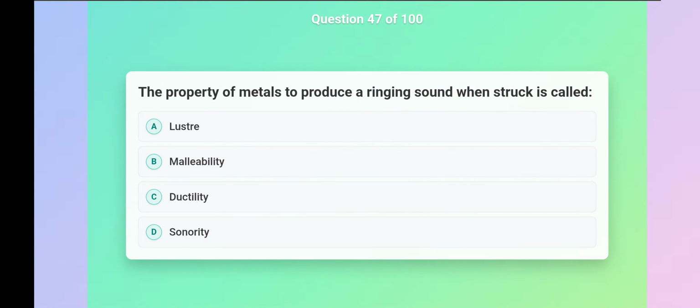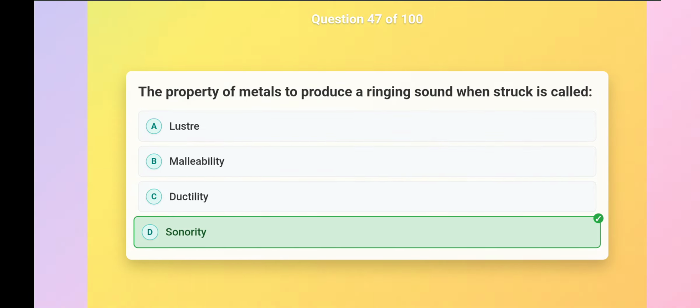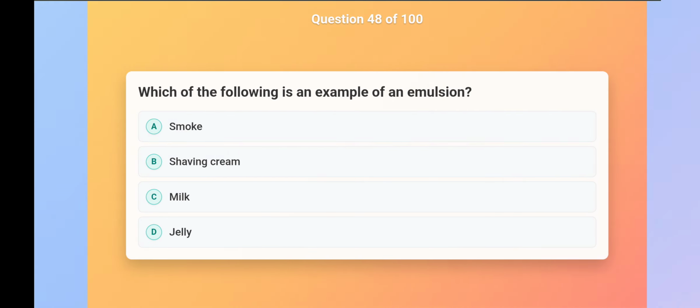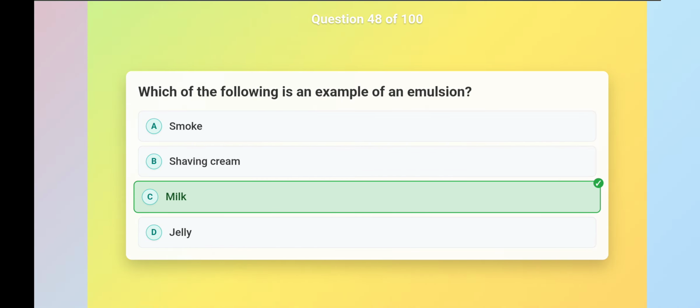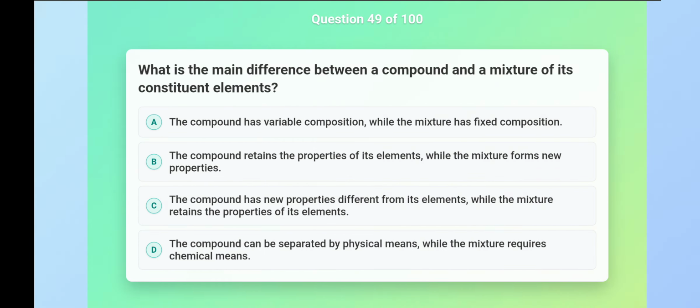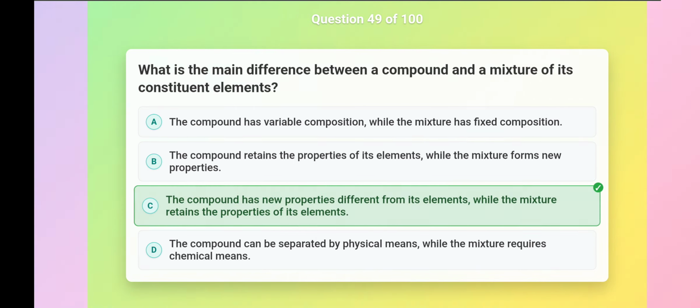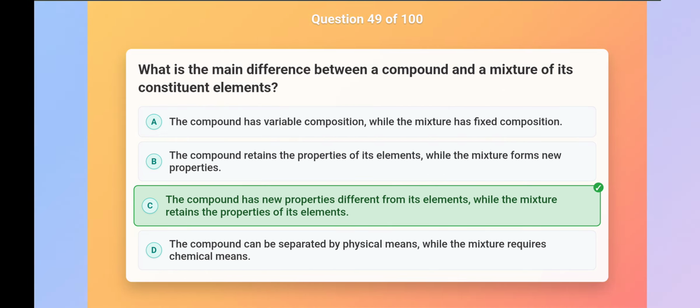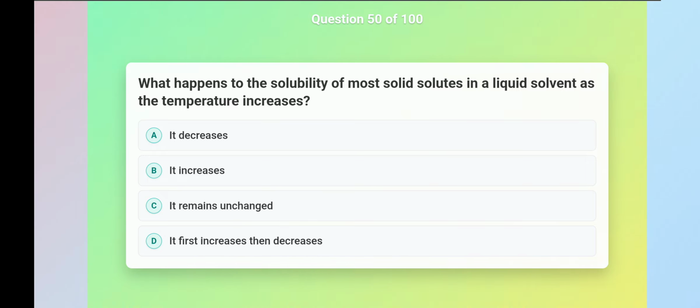The property of metals to produce a ringing sound when struck is called sonority. Which of the following is an example of an emulsion? Milk. What is the main difference between a compound and a mixture of its constituent elements? The compound has new properties different from its elements, while the mixture retains the properties of its elements. What happens to the solubility of most solid solutes in a liquid solvent as the temperature increases? It increases.